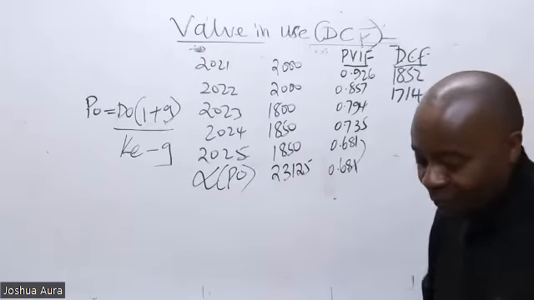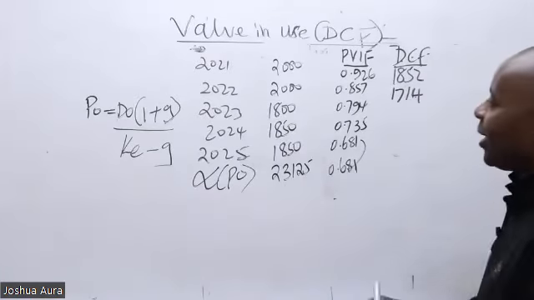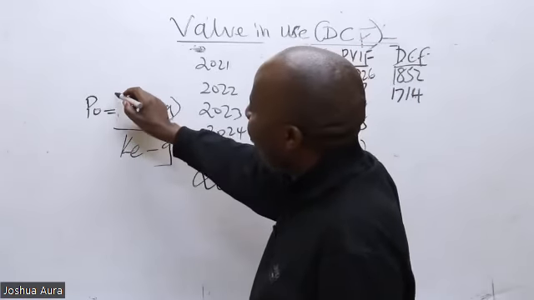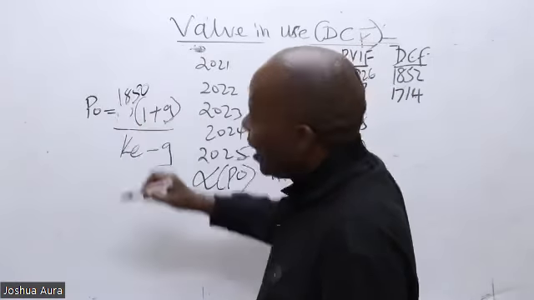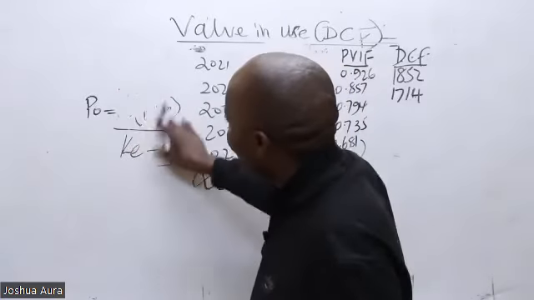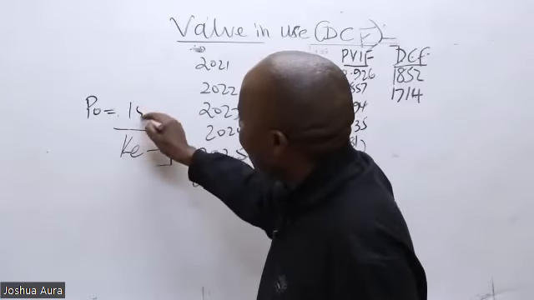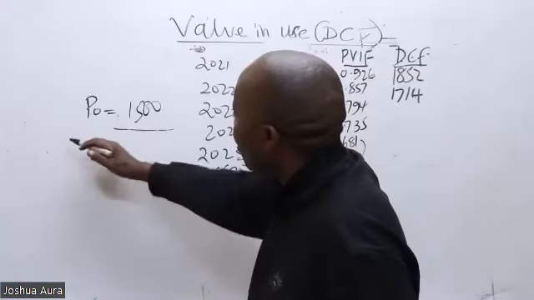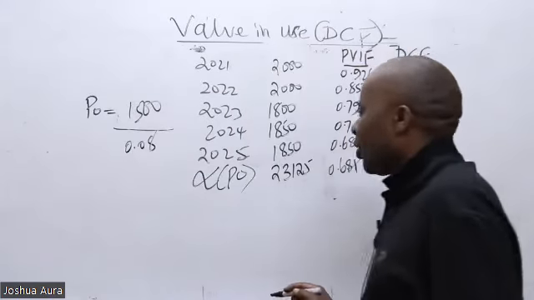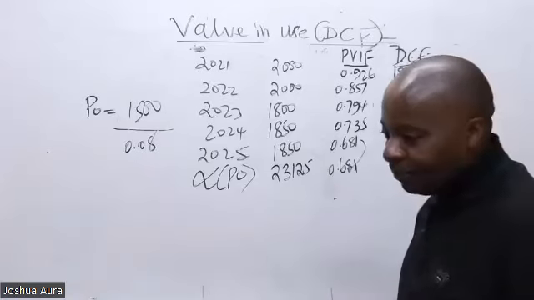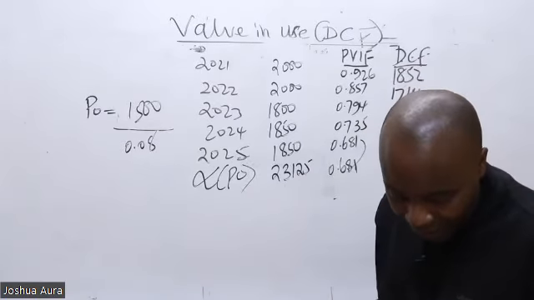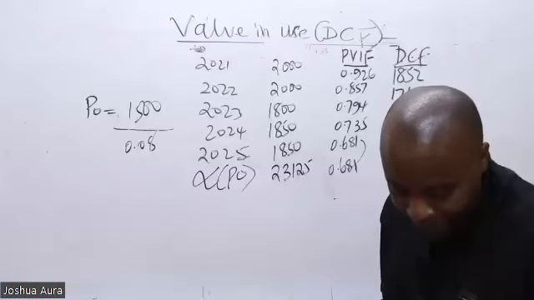This time around, let us go to this PO formula again. In this case, the cash flow to use is 1850, not 1850, should be 1,500, divided by the cost of equity, which is 0.08. Could you kindly give me this figure now? It's 18,750.